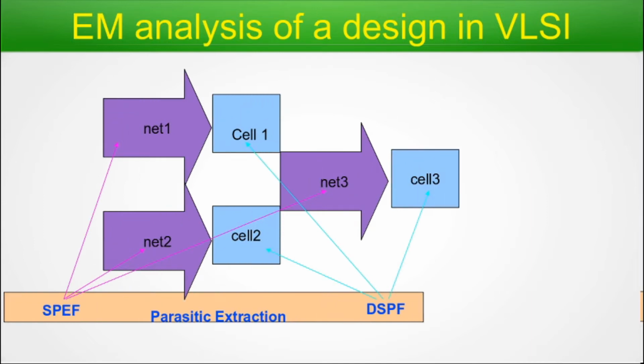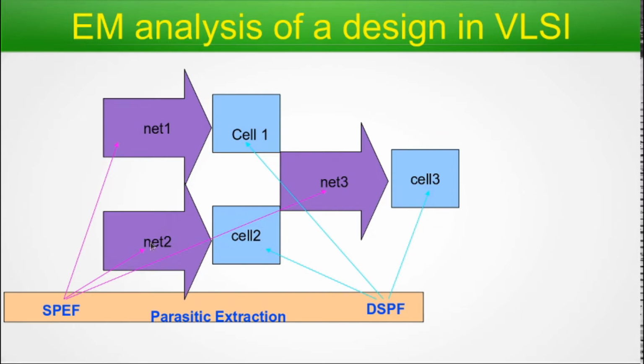Before we go into detail of each of them, let's see from a general bird's eye view what a circuit is and how the EM violations are detected. A circuit we can imagine as an interconnection of different cells by different nets. Nets are shown in purple color. Here you can see the purple color, these are the nets, and the sky blue color, these are the cells.